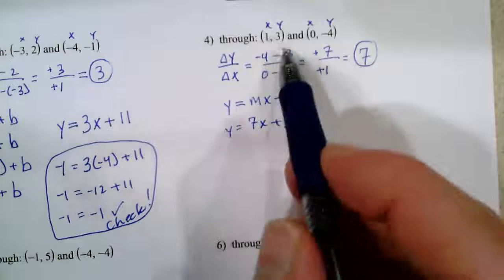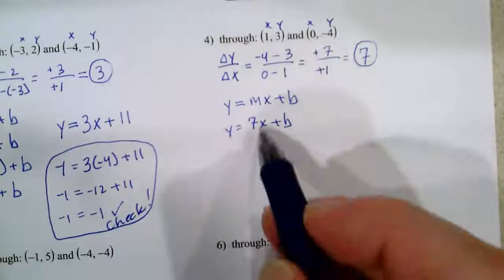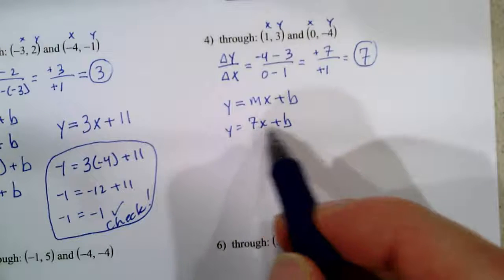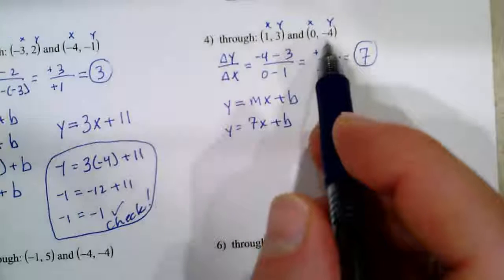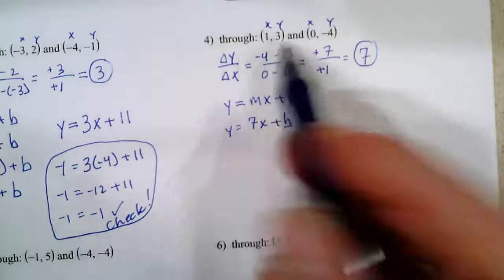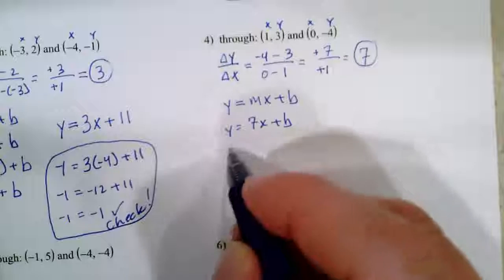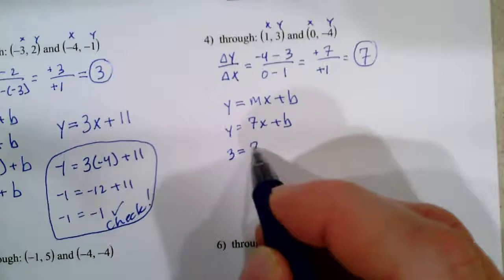We're going to substitute one of these points. Now if I substitute this one, 0, I'll put a 0 in for x. We just get 7 times 0 is 0. We'll end up with b equals negative 4. So I'm going to use the other point just to show that we will get that same answer using the other point. So y is 3 equals 7.